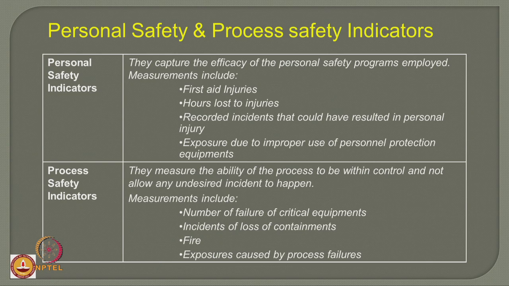Whereas, the indicators of process safety, for example, could be the number of failures of critical equipments during the process or production system, incidents of loss of containment, fire, exposure caused by process failures. Actually, these indicators measure the ability of the process to be within control and not allow any undesired incident to happen. So, process safety indicators are related qualitatively to the ability of the process itself, whereas personal safety indicators are quantified using measurements like counting the number of injuries, the number of fatalities, etcetera, or the number of recorded incidents which resulted in personal injury. So, there are two different sets of indicators, which will assess the personal and process safety practiced by the organization.